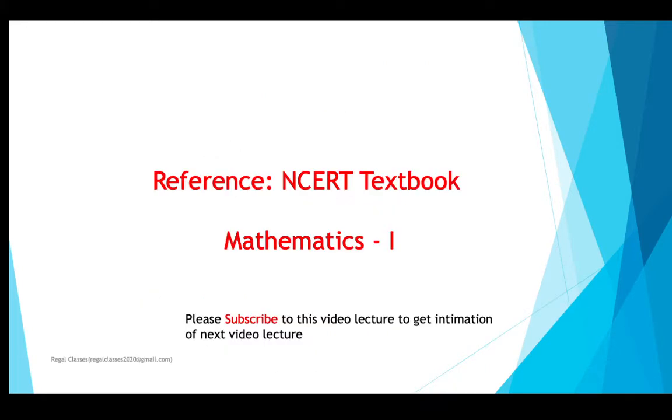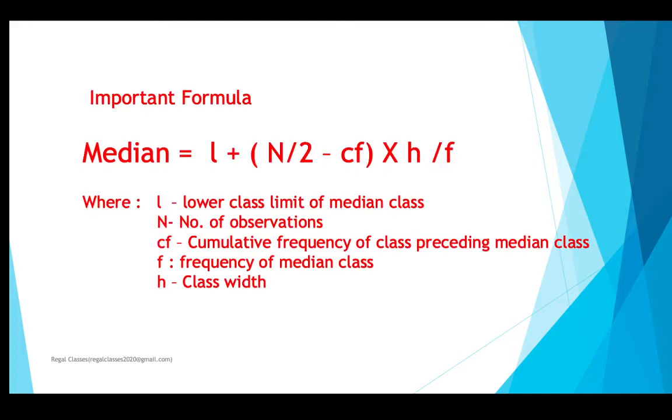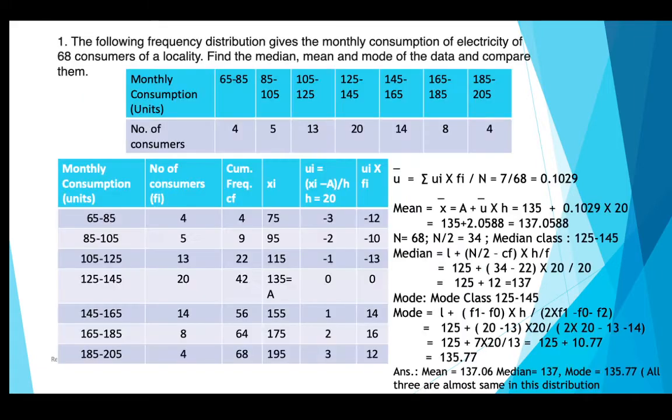So the problems are from the NCERT textbook, Mathematics 1. And here the formula for median is L plus (n by 2 minus CF) into H divided by F, where L is the lower class limit of the median class, n is the number of observations, CF stands for cumulative frequency of the class preceding the median class, F is the frequency of the median class, and H is the class width.